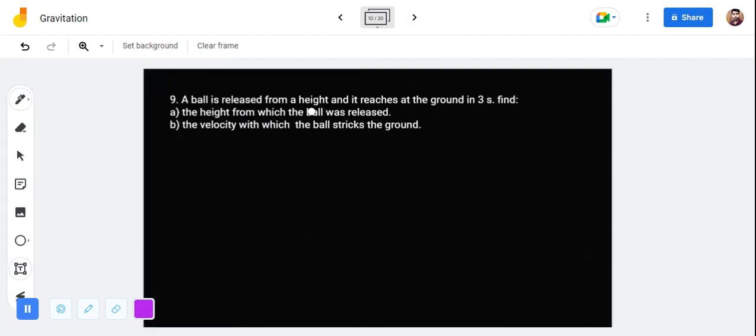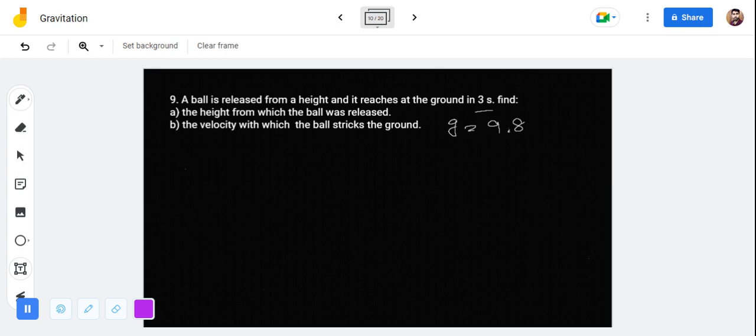Next question is, a ball is released from a height and it reaches the ground in 3 seconds. Find the height from which the ball is released and the velocity at which it will strike the ground. Okay. Now for this, it is given g is equal to 9.8.